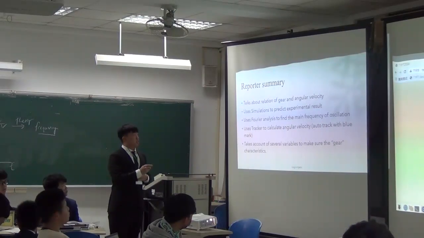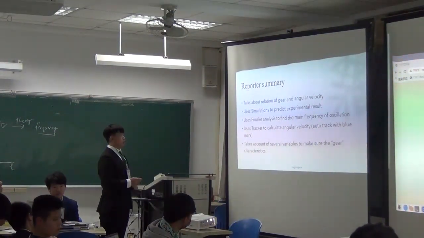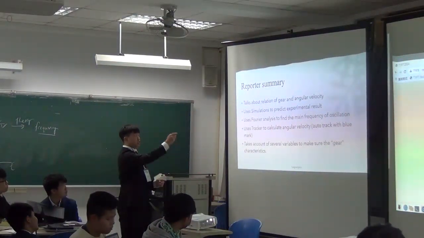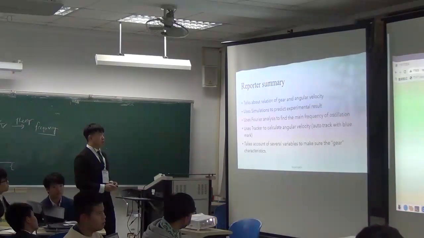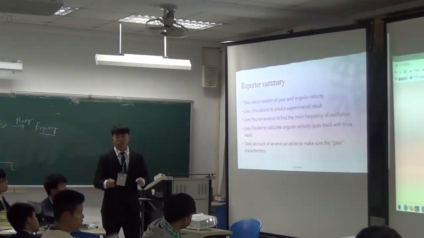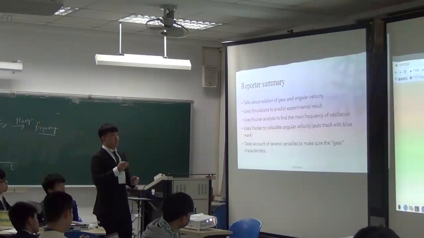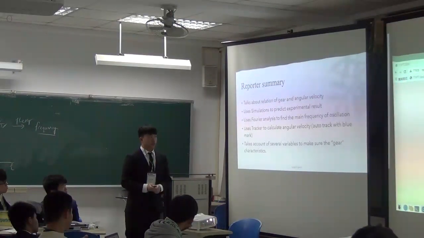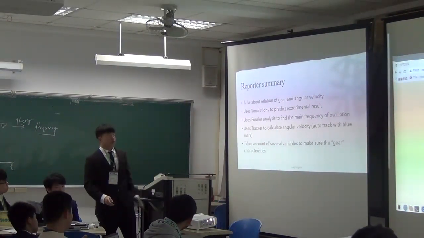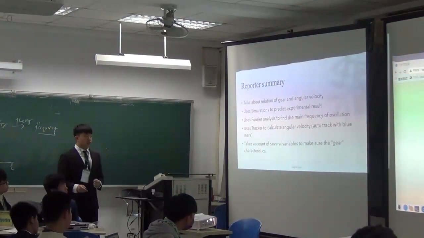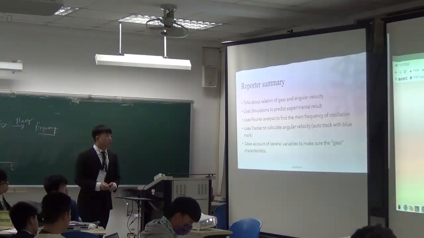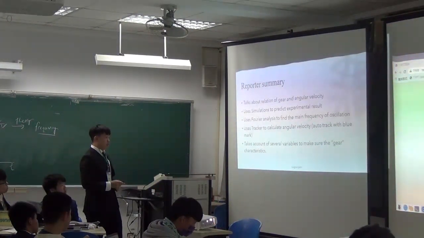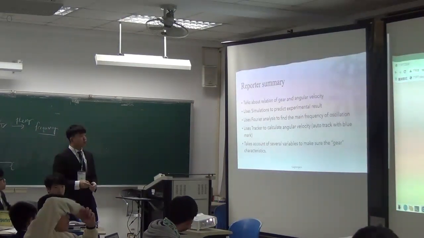About the summary of my report, I talked about the relation of gear and angular velocity, and I used the fidget spinner to represent the gear. I also used simulations to predict the experimental result, and it quite matches, so that proves my theory is correct. I also used Fourier analysis to find the main frequency of oscillation, which is in every chart I have shown over there. I also used Tracker to calculate angular velocity, with auto track on the blue mark. And I took account of several variables to make sure of the gear's characteristics.